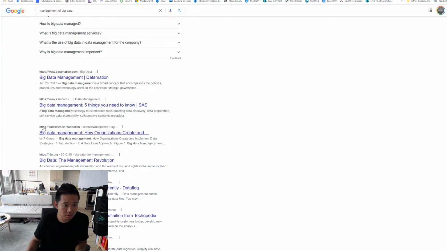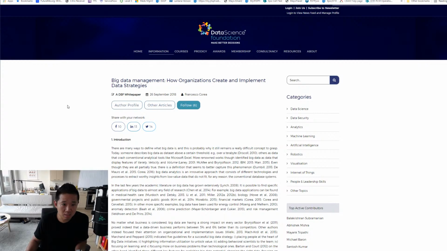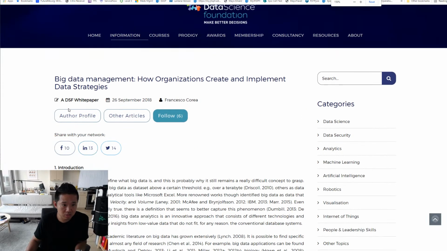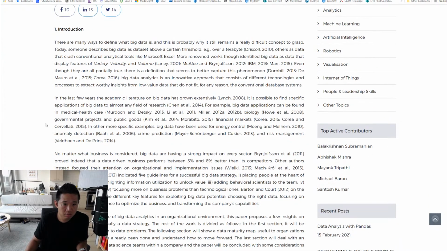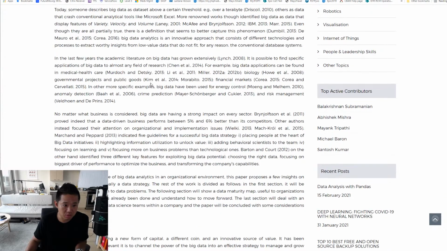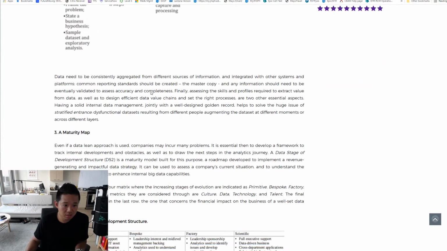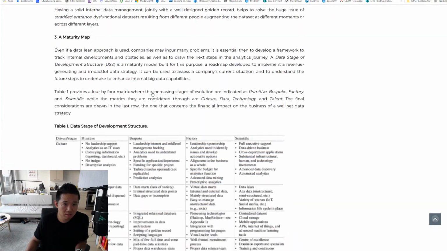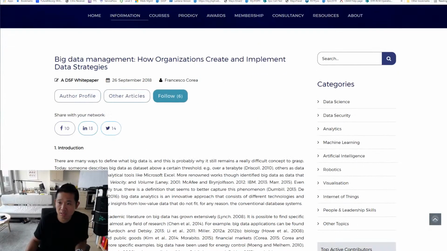Big data management. Oh, a science white paper. This looks interesting. Data Science Foundation: how organizations create and implement data strategies. You know, things like variety, velocity, and volume. How do you define big data? I think this would be important to know on the study guide. Big data lean. Maybe I'll just cite this.